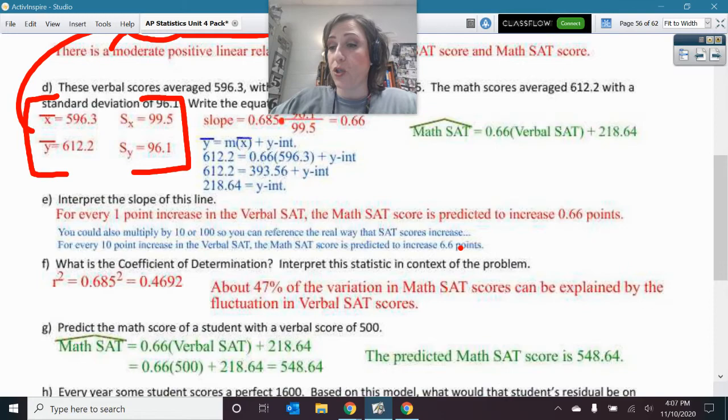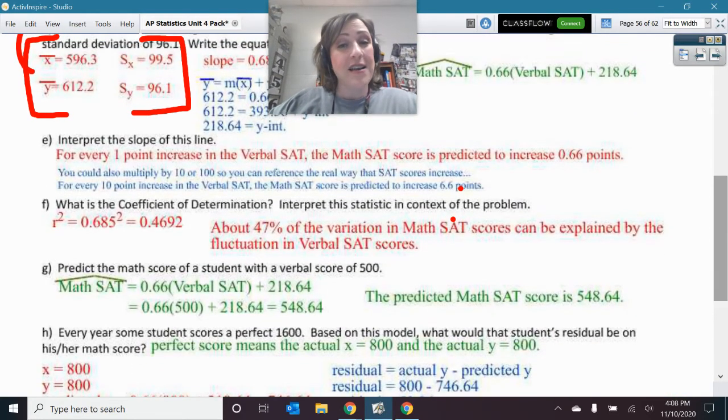So then I asked you to interpret the slope of that line, which is that 0.66. So that's kind of strange. Literally, it's for every 1 point increase in the verbal SAT, the math SAT score is predicted to increase 0.66 points. But you've got to keep common sense and worldly stuff in mind. SATs don't really go up by those 1 points.